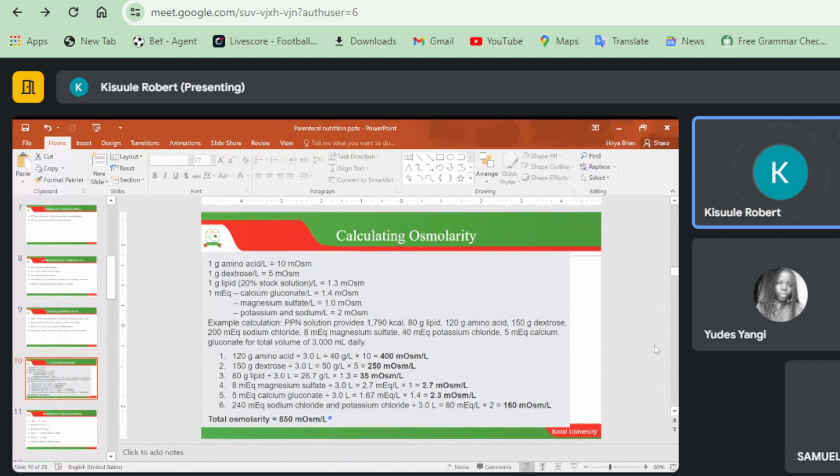So here is a calculation which looks a little bit not new. I hope we've seen it before. For those who have not seen it, we will need to have some engagements later on. I believe we will do it again.